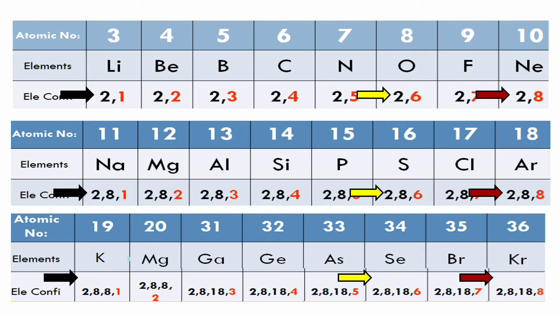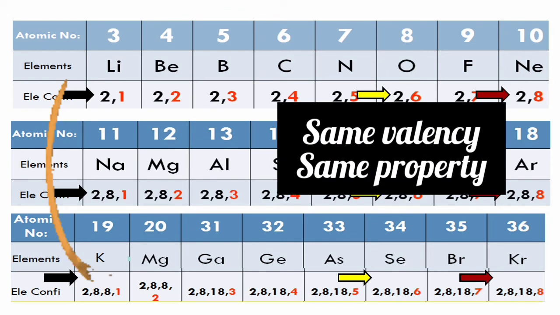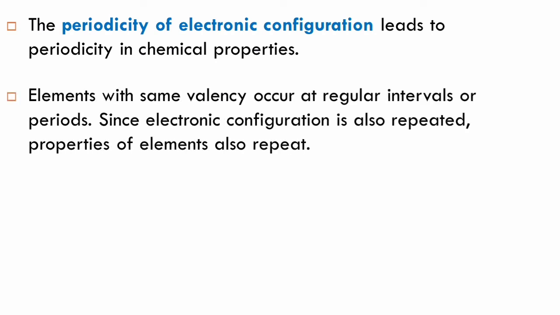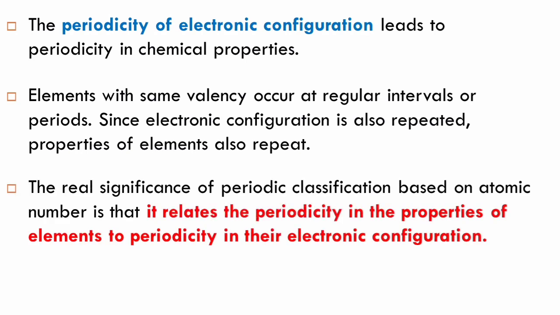For example, the elements shown here, lithium, sodium, potassium, which come one after the other in a group, have similar properties as their valence electrons are same. So from this we understood that periodicity in the electronic configuration leads to the periodicity in chemical properties. Elements with same valency occur at regular intervals or periods, and hence the pattern of electronic configuration is also repeated and the properties are also repeated. So the real significance of this classification is that periodicity in the properties of elements are related to the periodicity in the electronic configuration, and this became an ideal arrangement.